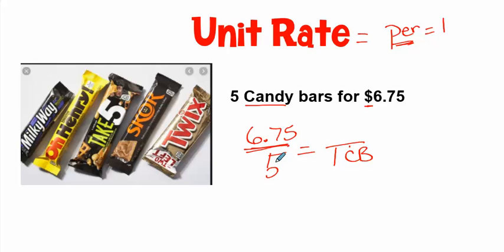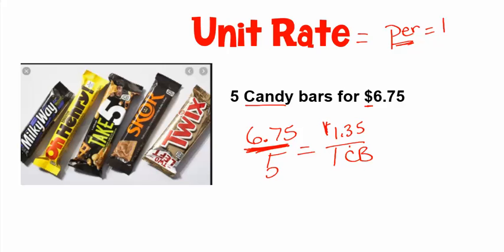Once I get to that, I figure out what did I do? I divided by 5, so I have to divide the top by 5. So it's just going to be $1.35, because 6.75 divided by 5 comes out to be $1.35. So $1.35 per candy bar.